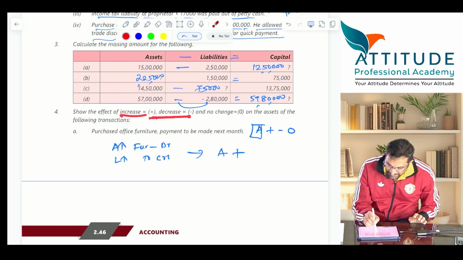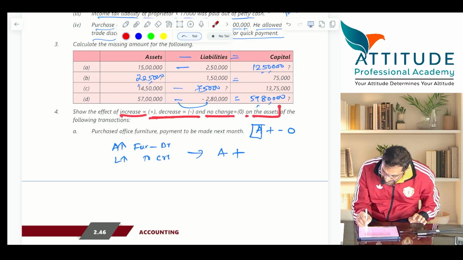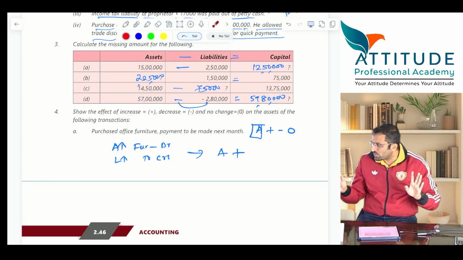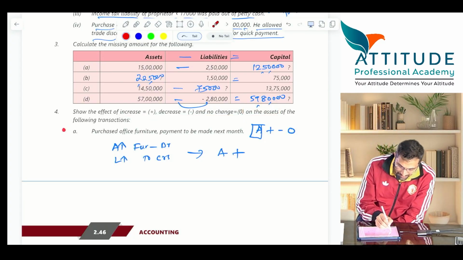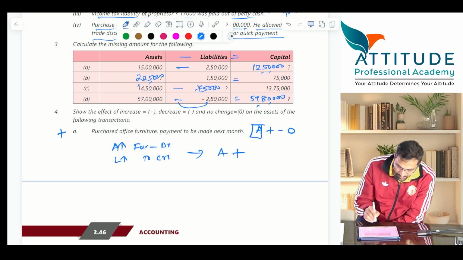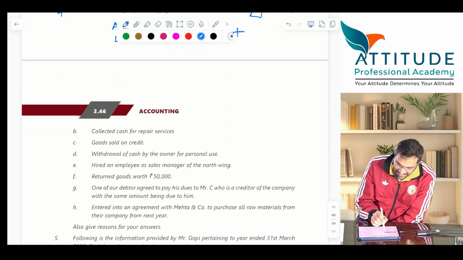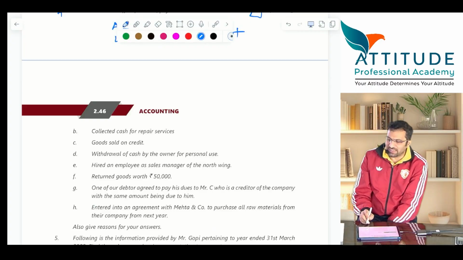Increase, decrease or no change on assets. Nowhere have they asked what is happening to the liability. So here the asset is plus. So plus will come here. Okay? Second question, look. Cash collected for repair services.